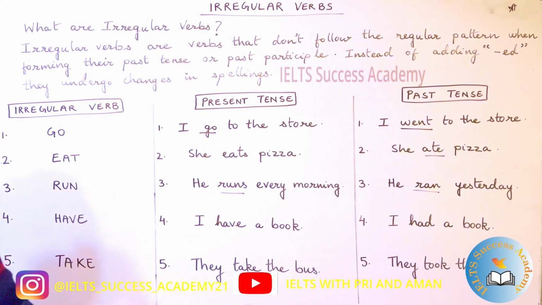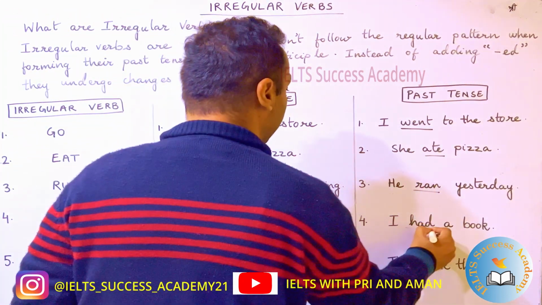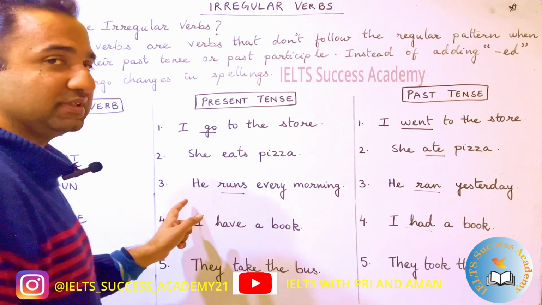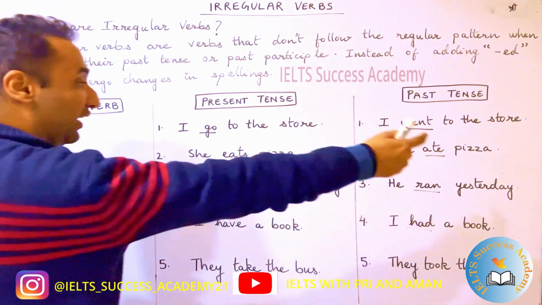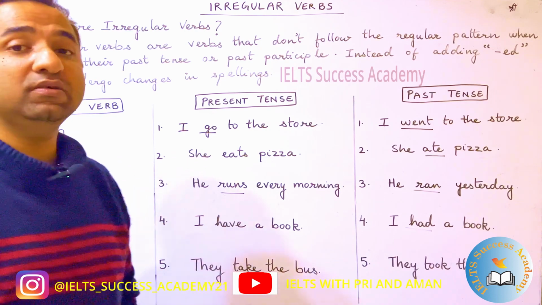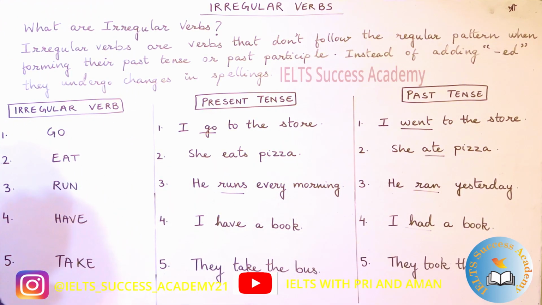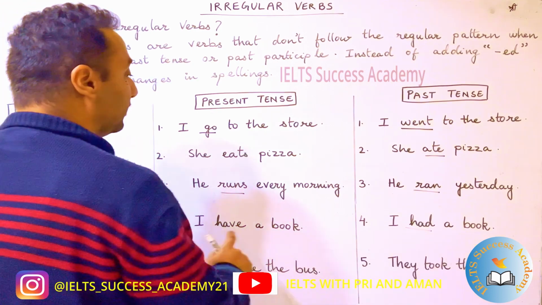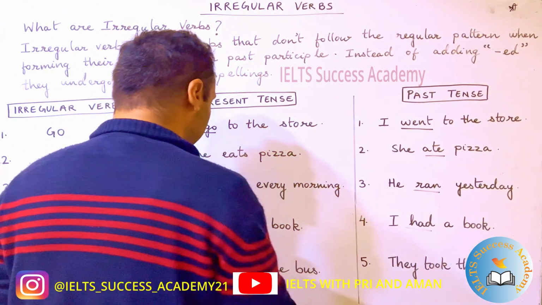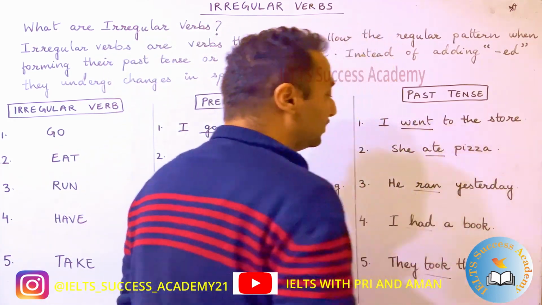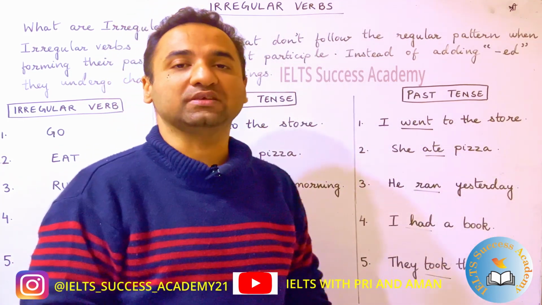Similarly, have changes to had. I have a book. That's the present tense. I had a book is the past tense. And the last one is take. They take the bus. Present. They took the bus is the past.